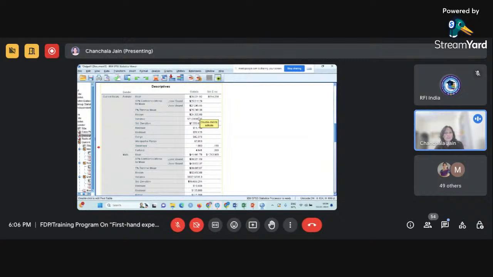Median figure is $24,300. Variance is a very large figure. Standard deviation is around 7,558. Minimum of the salary is 15,750. Maximum is $58,125. Range, I think I already told, is the difference of maximum and minimum, so it is $42,375. Interquartile range is the difference of third quartile and first quartile, which is 7,013. And skewness is 1.846 and kurtosis says 4.641. This is the case of female salary.